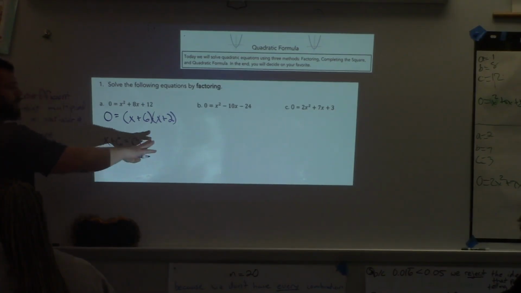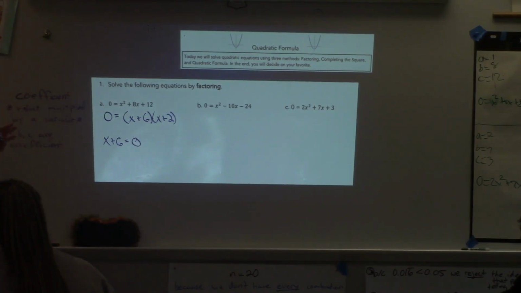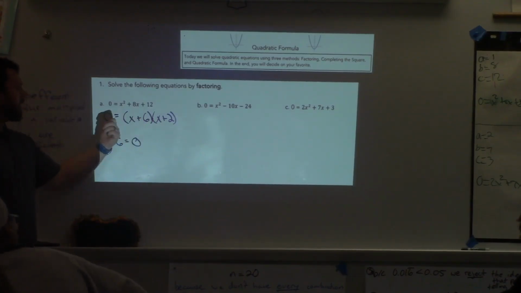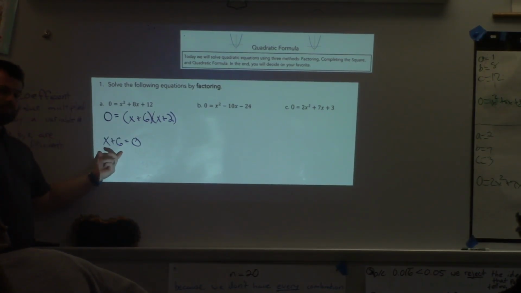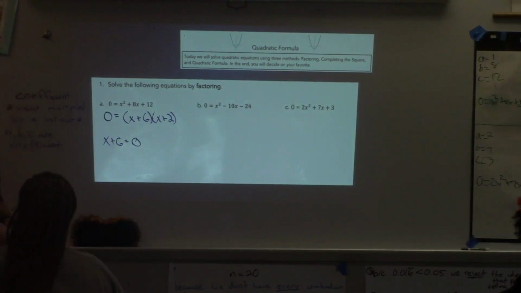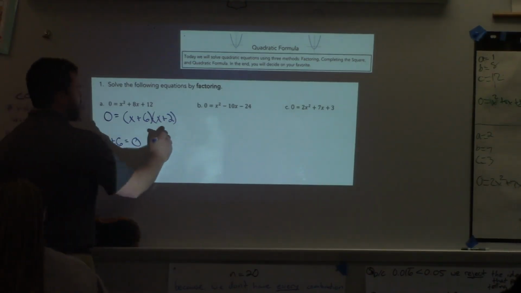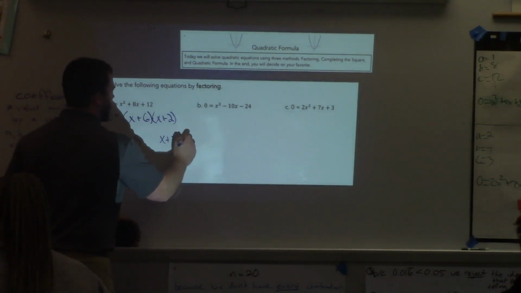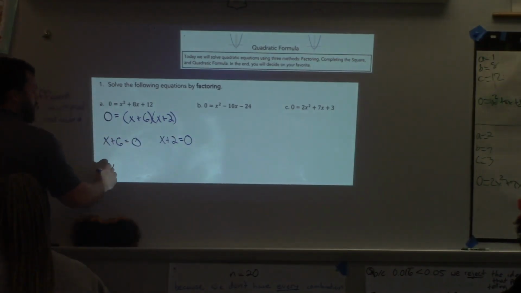What did I just do here? What property did I apply? Zero product. I apply the zero product property. Guys, the only way to get a product of 0, one of the factors has to equal 0. Now, do I only set x plus 6 equal to 0? No, x plus 6 and x plus 2 both equal 0, okay? And so then we solve those equations.